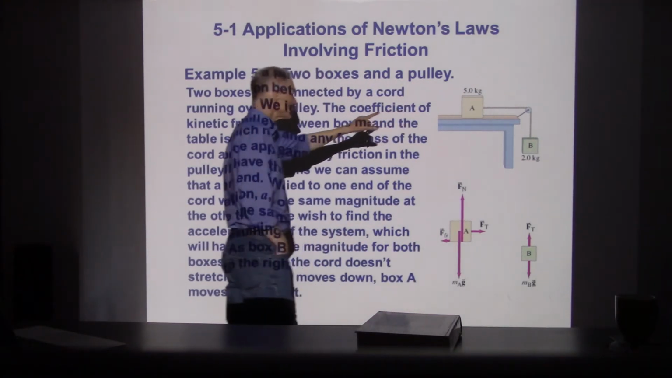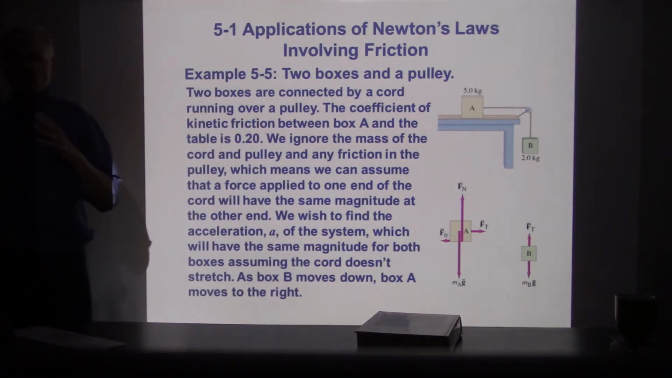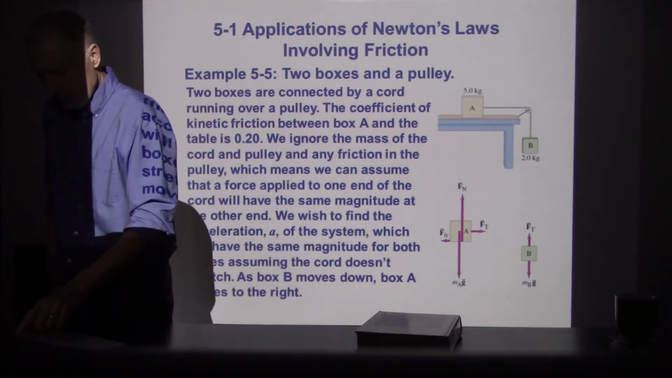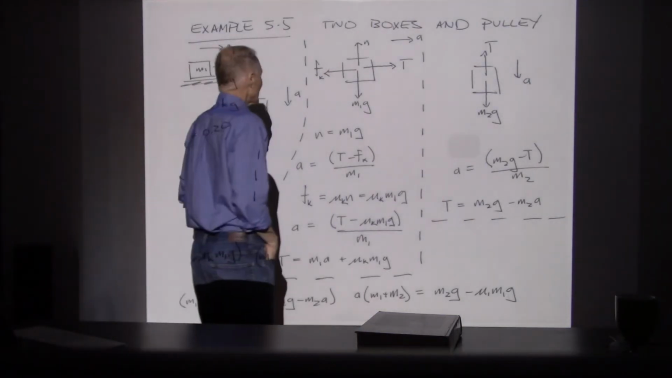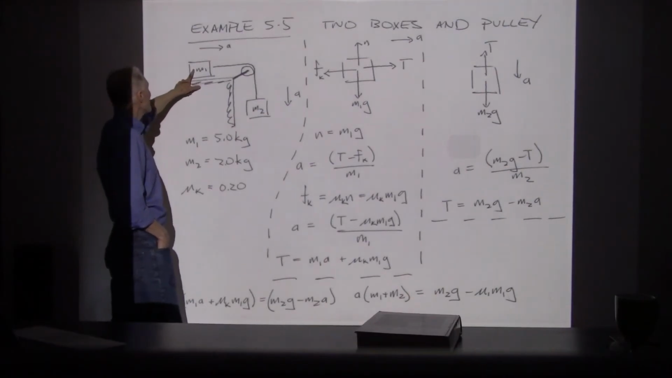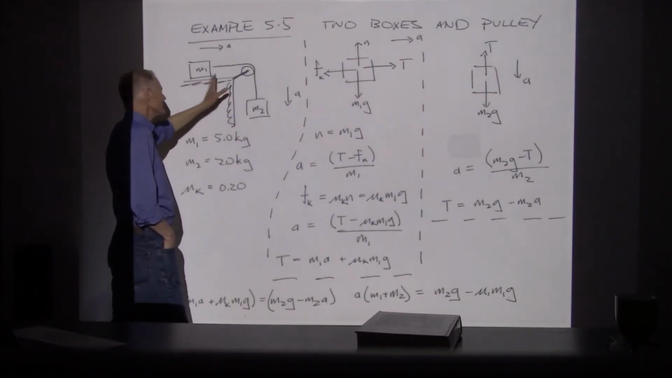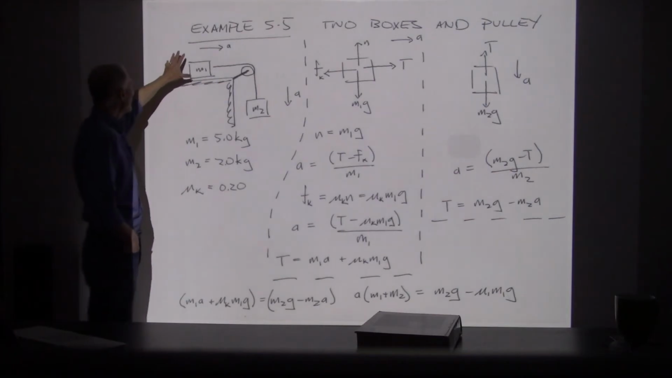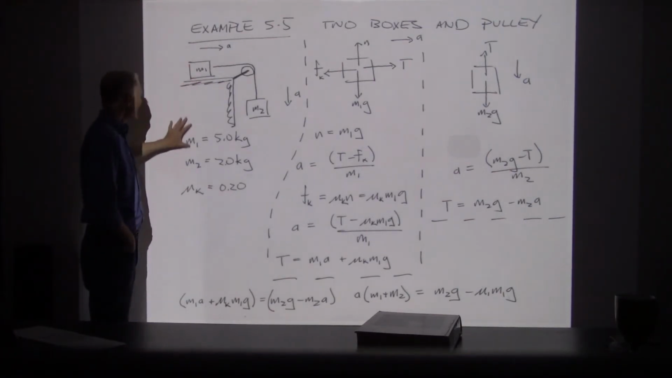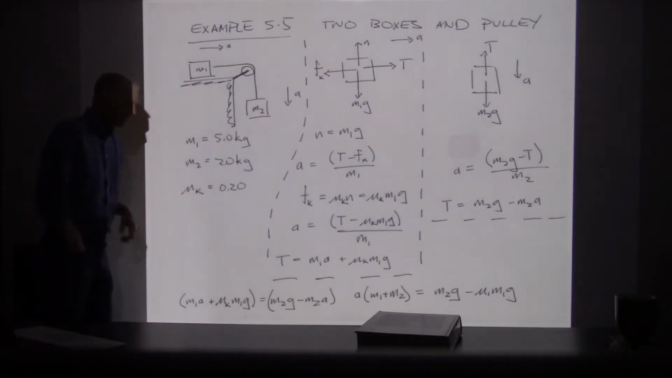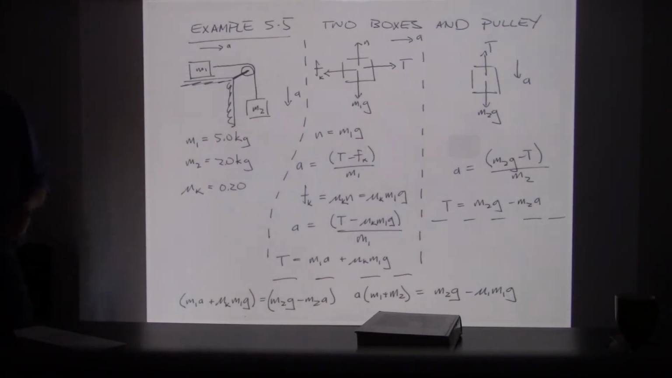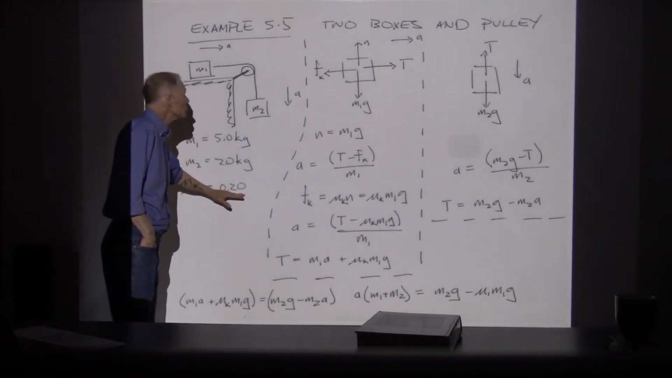So that object up on the tabletop has 4 forces, in positive x, positive y, and negative y. Let's see what the diagrams look like. So this is M1 and this is M2. The one on the tabletop I'm saying is M1. It's 5 kilograms. M2 is 2 kilograms. And the coefficient of sliding friction, or coefficient of kinetic friction, is 0.20.